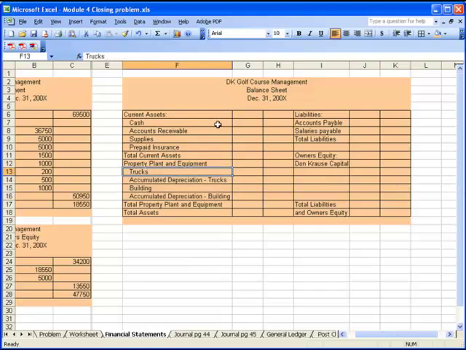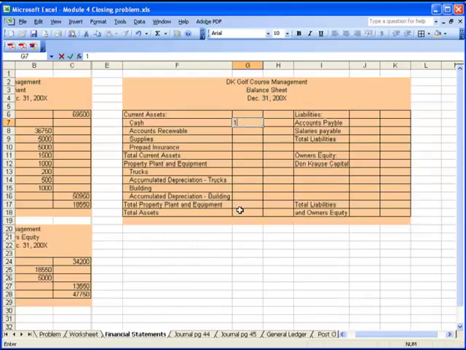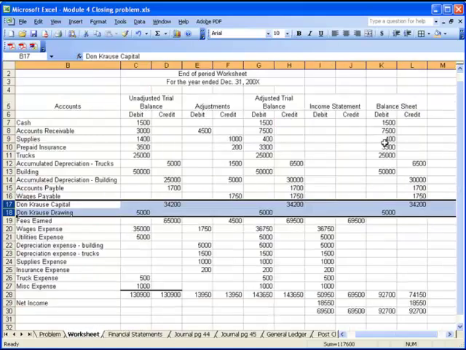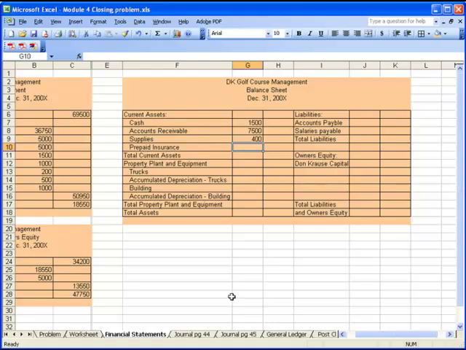So what I need to do here is transfer my cash balance from my worksheet, and it's $1,500. Let's get accounts receivable while we're here, and supplies: $1,500, $7,500, and $400. Then I need my prepaid insurance, and the balance in that is $3,300. So let's put that on there. My total current assets, if I add these up, I get $12,700.